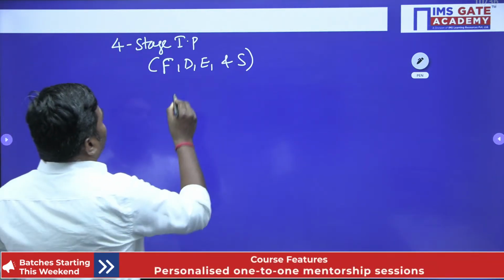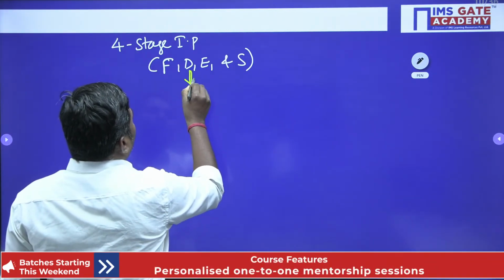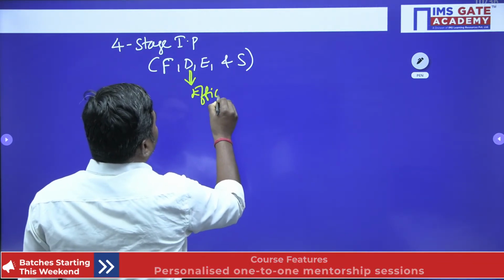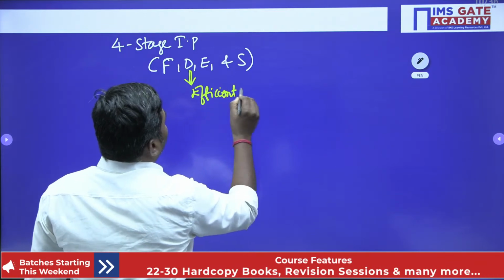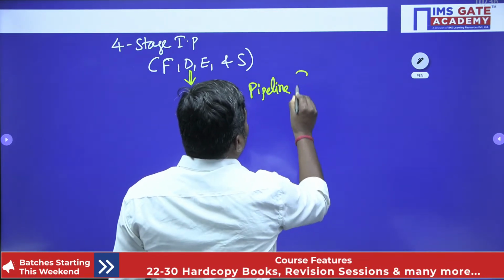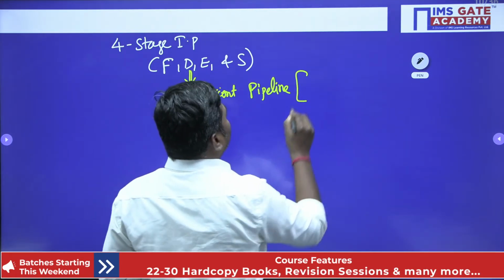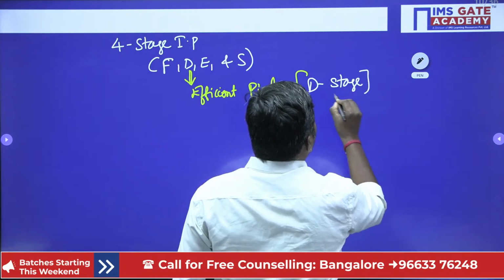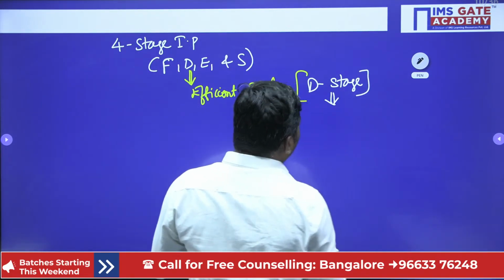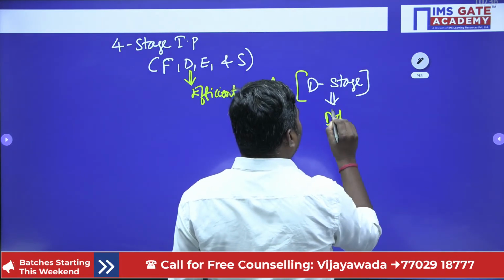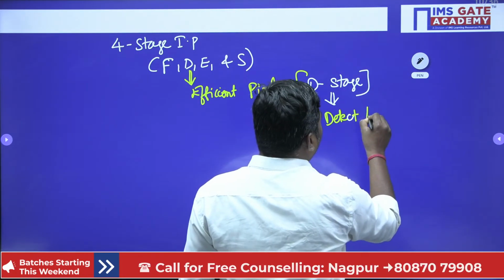Now understand, this is the decode stage. You have to make the efficient pipeline here. What is the efficient pipeline, sir? The decode stage needs to be modified. Modify the decode stage, which means this decode stage should detect the branch instruction.